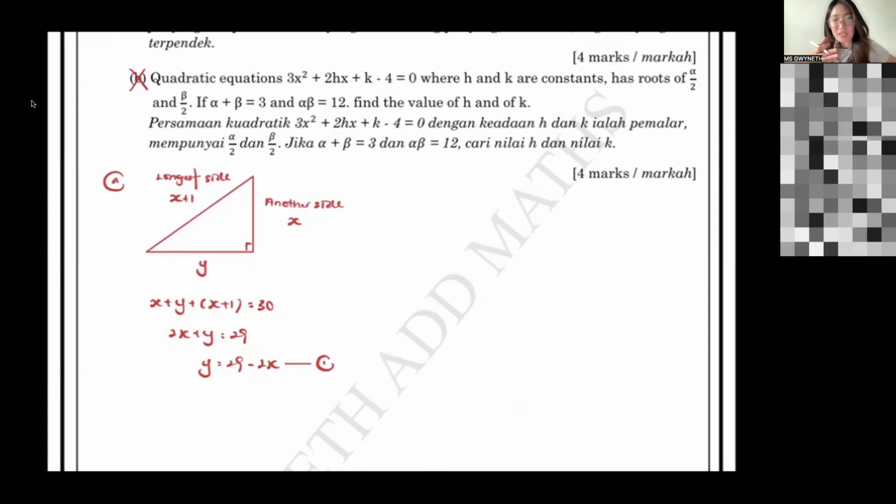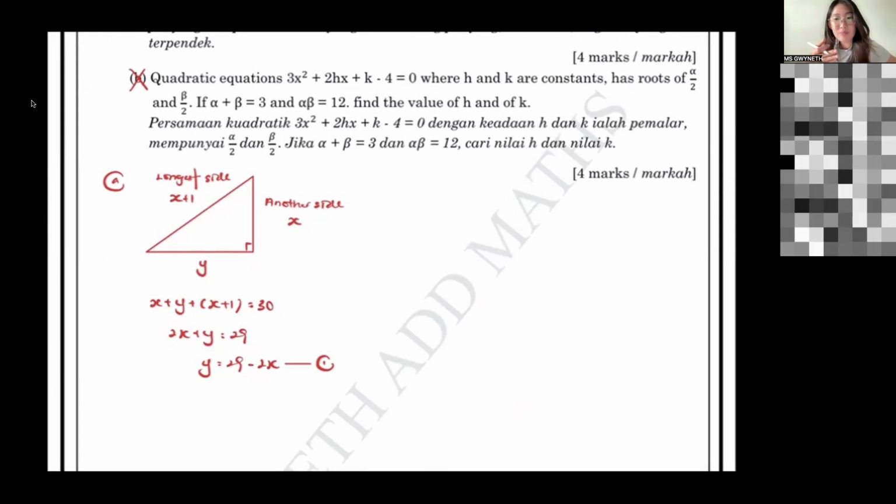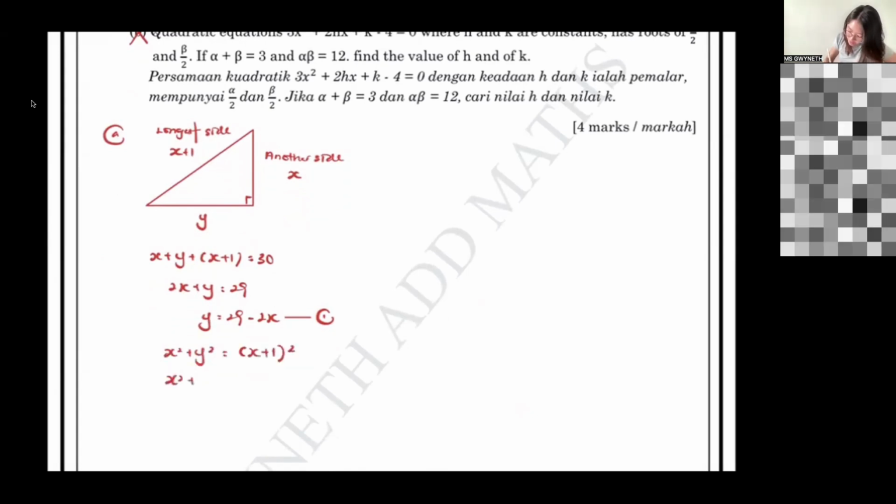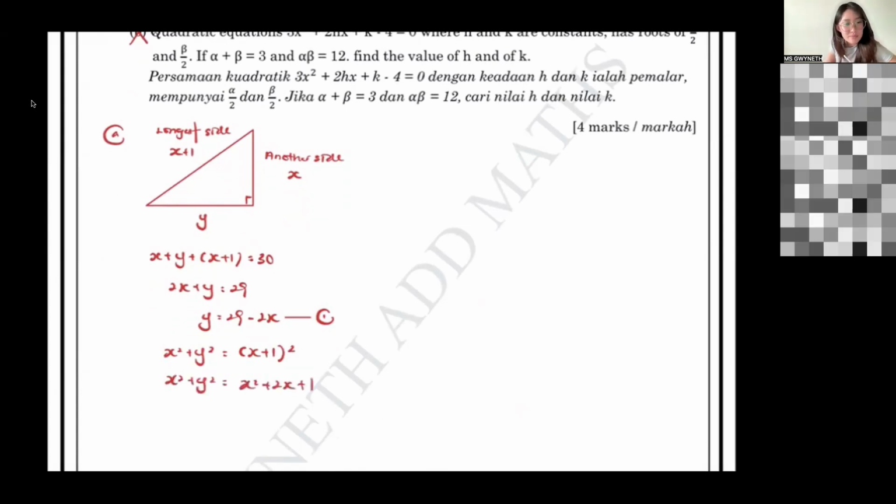Okay, this question, Pythagoras or sine cos tangent? Pythagoras, isn't it? So it will be x squared plus y squared equals to the longest side squared. Okay, then you expand this. What you should get here is x squared plus 2x plus 1.